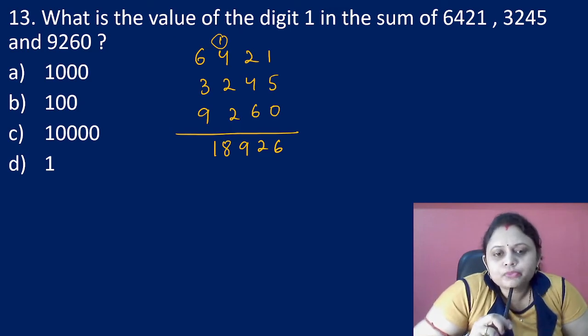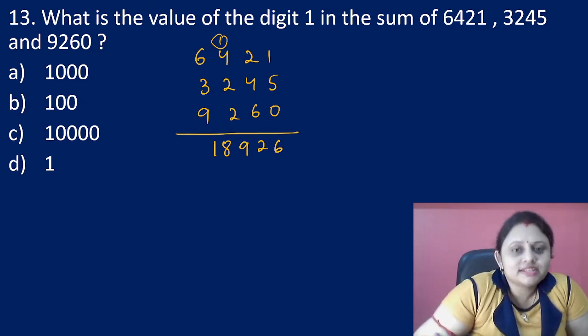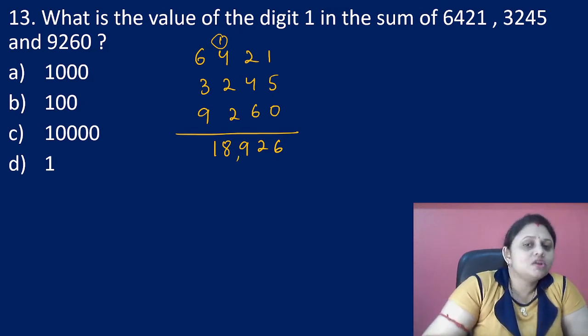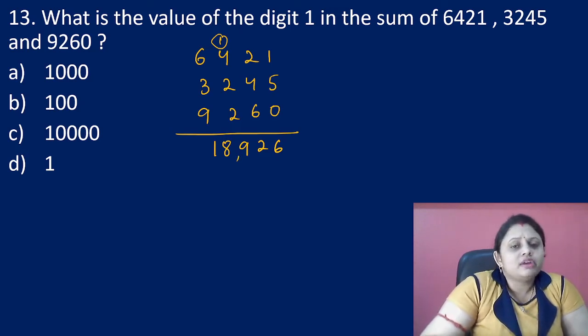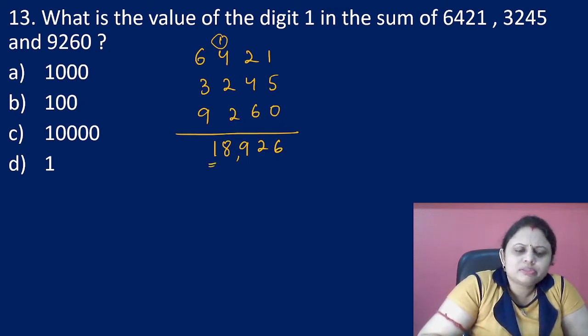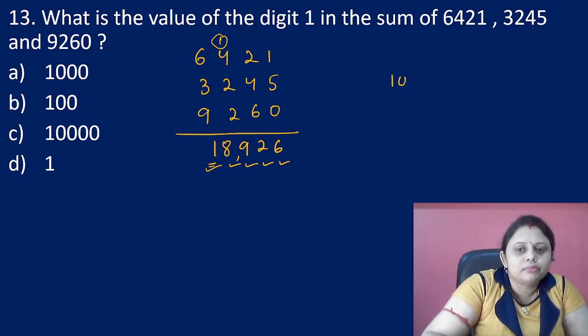Okay bachcho, over. So now you can check your sum with my sum, that is 18,926. So what is our question? What is the value of the digit 1? Where 1 is present, which place is it? Here it is ones, 10, 100, 1000. This is 10,000. So the value of 1 will be 10,000.